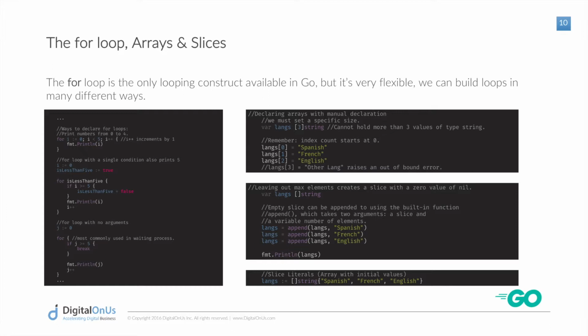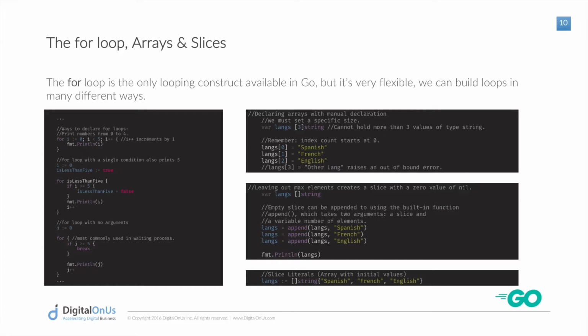Take a look at the code examples on the right. The first code is the way to declare arrays with a manual declaration. We must set a specific size. In this example, we can see an array with only 3 elements. If you set the fourth element, the build process will raise an error.